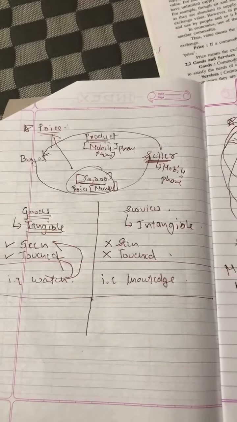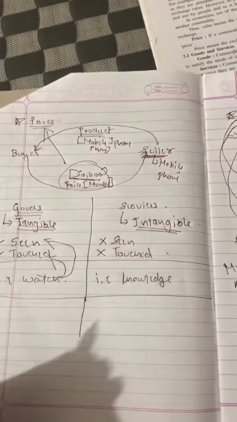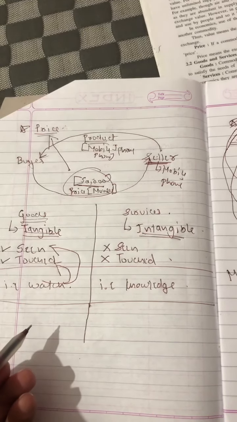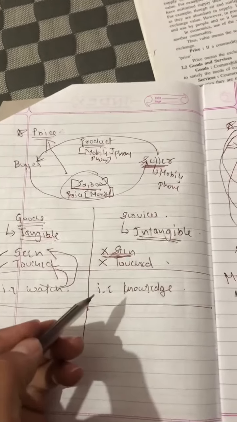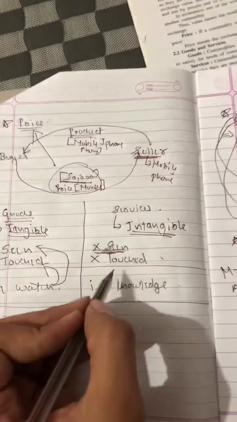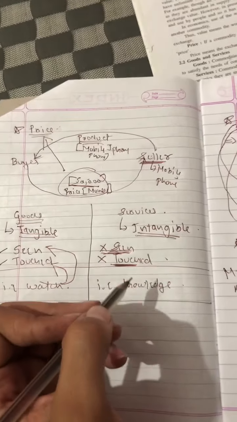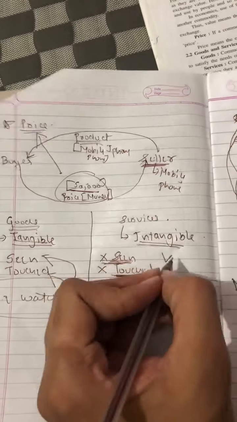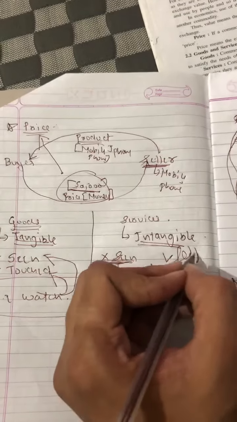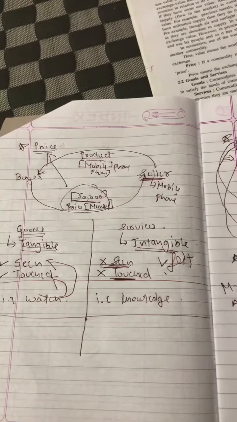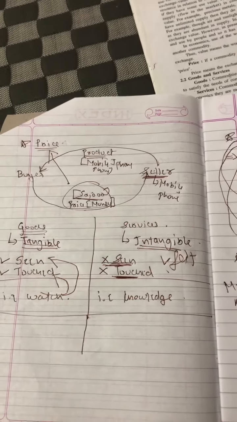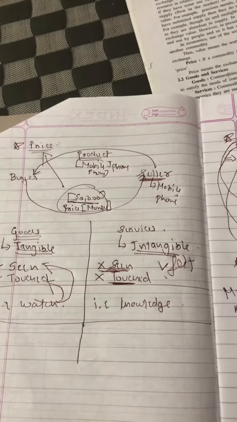Services. Now when you talk about services, services are intangible. Why are services intangible? Because they cannot be seen. Services can never be seen. Services can never be touched. But they can only be felt. You can only feel services. You cannot touch services, you cannot see services, but you can only feel services.